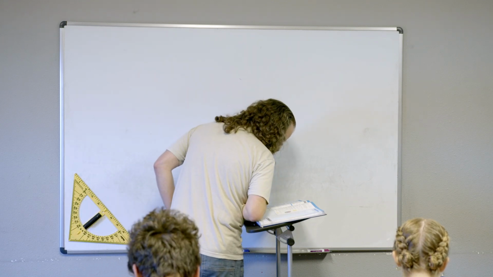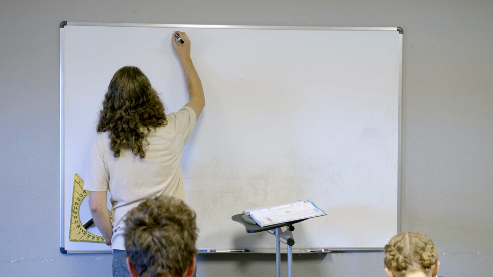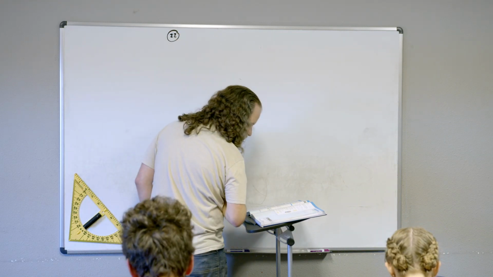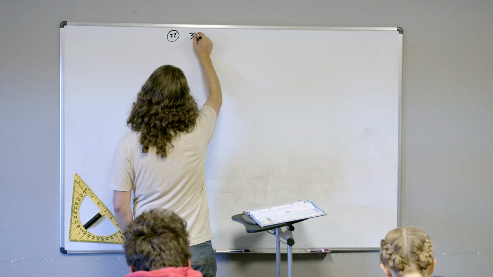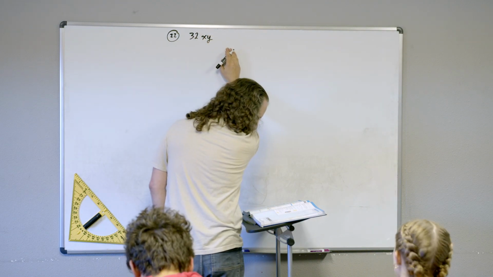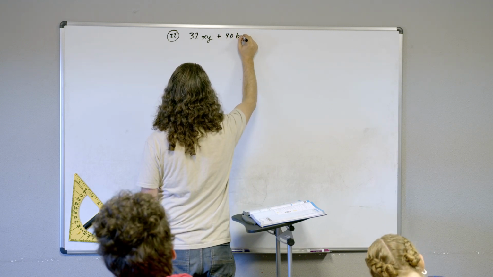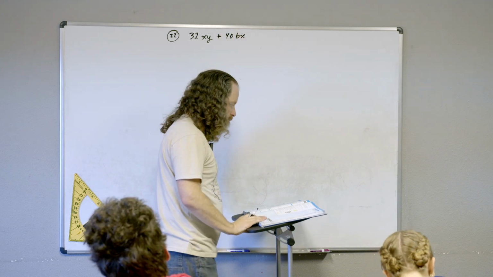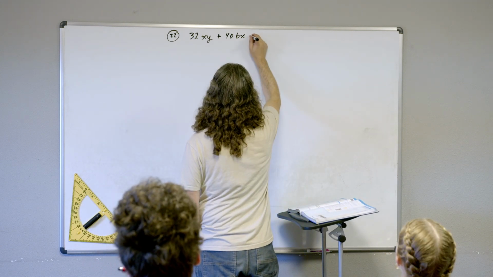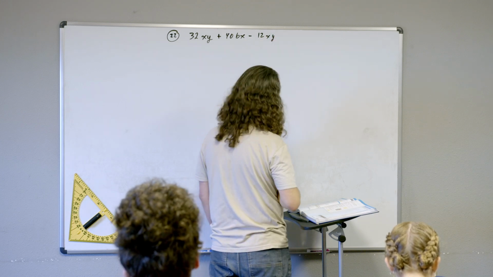Well, what were we doing? Number 22. 22 is easy, but if you don't remember how to do it, maybe it's scary. 3D2 XY plus 40 BX. These are just a bunch of numbers. Oh, spooky, scary. Oh no, a bunch of letters. Minus 12XY.